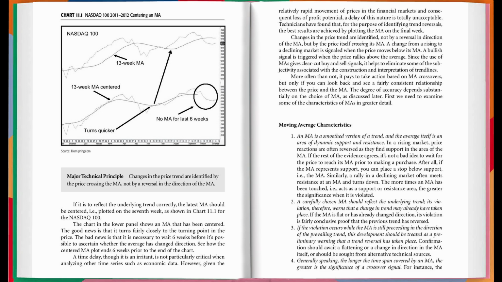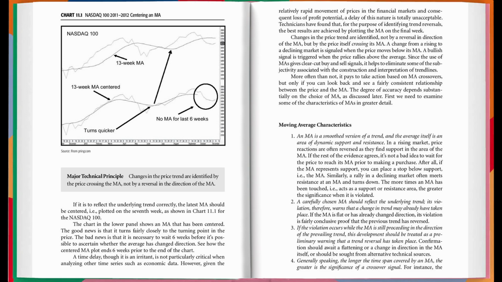A change from a rising to a declining market is signaled when the price moves below its MA. A bullish signal is triggered when the price rallies above the average. Since the use of MAs gives clear-cut buy and sell signals, it helps to eliminate some of the subjectivity associated with the construction and interpretation of trend lines. More often than not, it pays to take action based on MA crossovers, but only if you can look back and see a fairly consistent relationship between the price and the MA. The degree of accuracy depends substantially on the choice of MA, as discussed later. First, we need to examine some of the characteristics of MAs in greater detail.